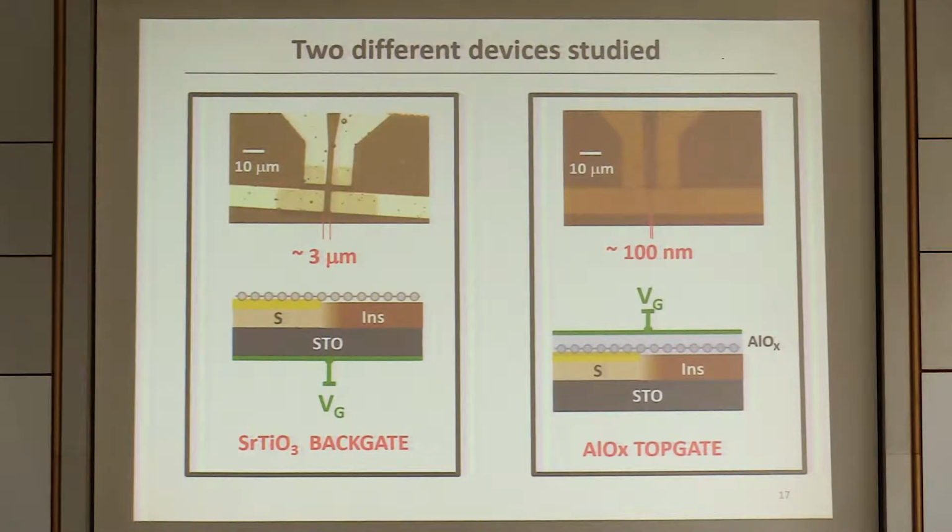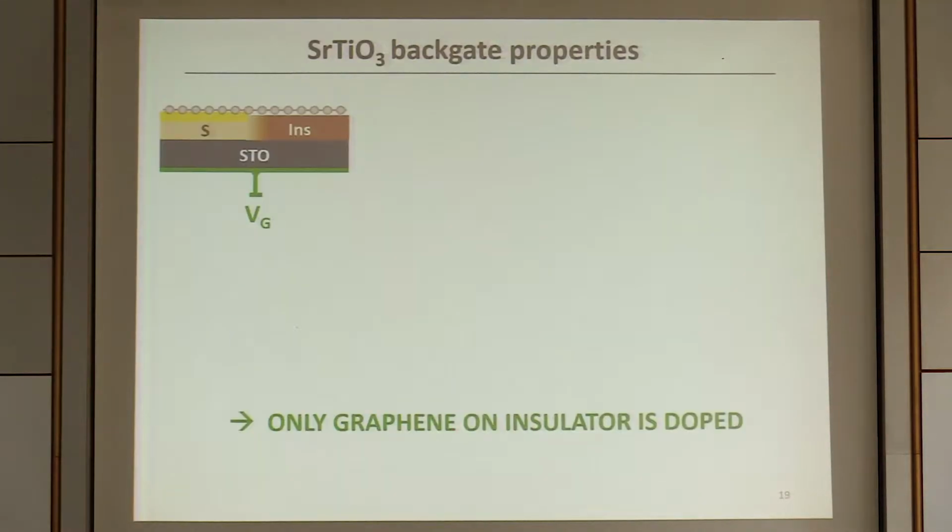SrTiO3 is a dielectric which has very large permittivity at low temperatures. This allows you to do some gating, which is quite efficient, as I will show. Then there is another generation in which we use electron-beam lithography, so these distances are in the hundreds of nanometers. On top of that, we change the gate, and we put an aluminum oxide gate and do some top gating. So I will show the differences and what we find. Okay, so let's start with this part.